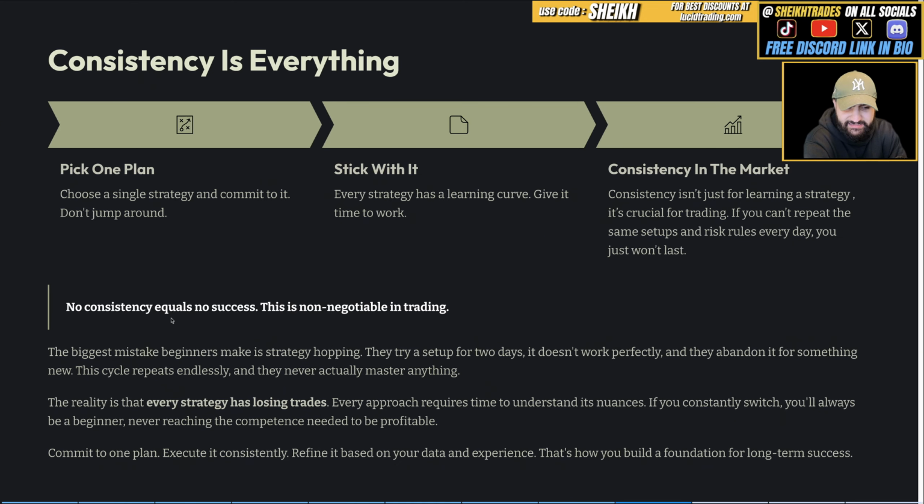The reality is that every strategy has losing trades. Every approach requires time to understand its nuances. If you constantly switch, you'll always be a beginner, never reaching the competence needed to be profitable. Commit to one plan, just like committing to anything in life you start. Execute it consistently, refine it based on your data and experience. That's how you build a foundation for long-term success.